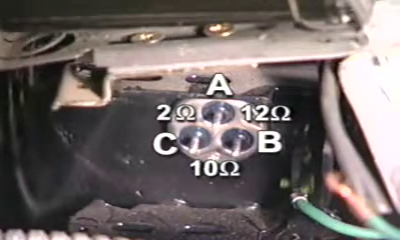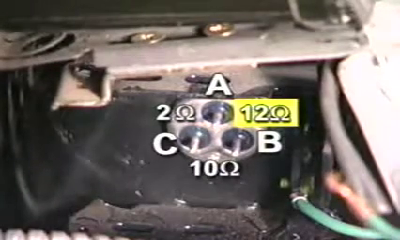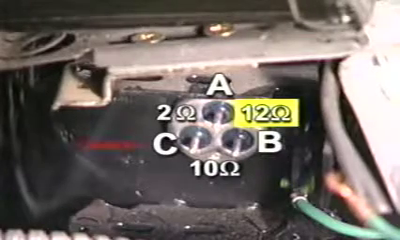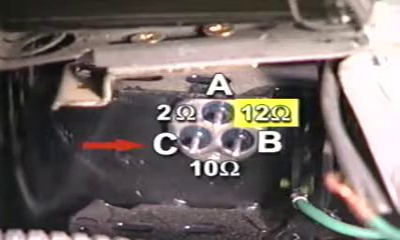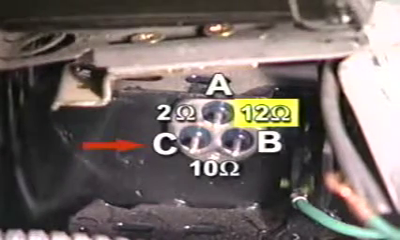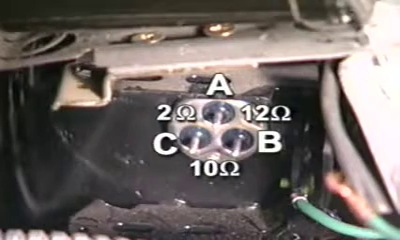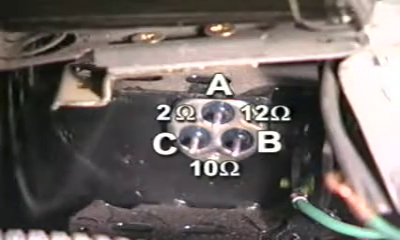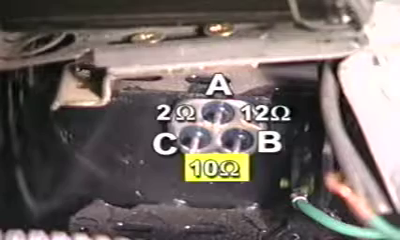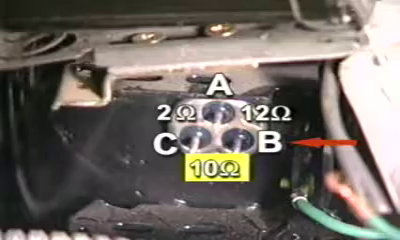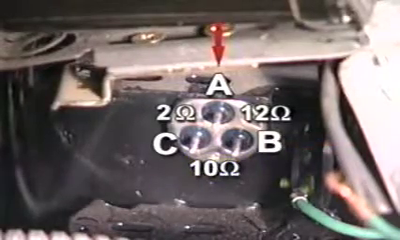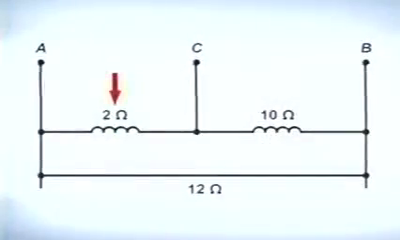The largest reading was found between terminals A and B. The remaining terminal will be the common terminal. In this case, it's the C terminal. The larger reading between C and the other 2 terminals identifies the start winding. In this case, the larger reading is 10, which is between C and B. This makes terminal B the start terminal. The remaining terminal is the run terminal. The run winding has a resistance of 2 ohms and the start winding has a resistance of 10 ohms.